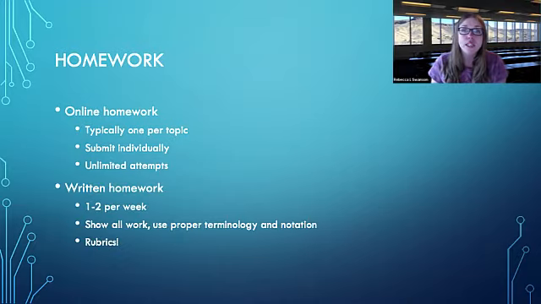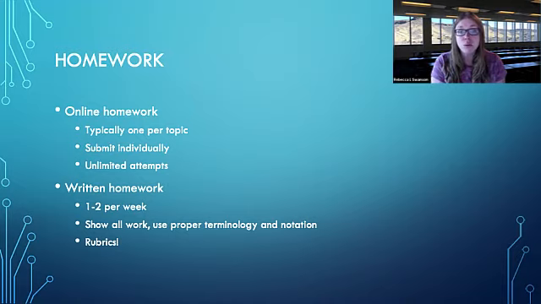The written homework is due less frequently. There are 1 or 2 written assignments per week throughout the summer term. The focus for these written assignments is to demonstrate your understanding by showing all of your work and using proper terminology and notation throughout. You're welcome to discuss homework problems with your peers or to bring questions to me during office hours or over email, but you should be turning in your own work in your own words.